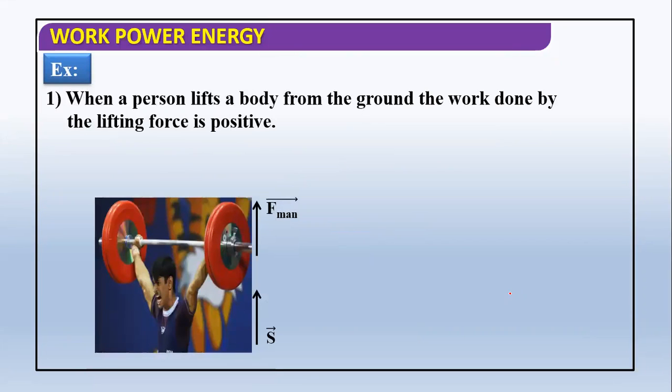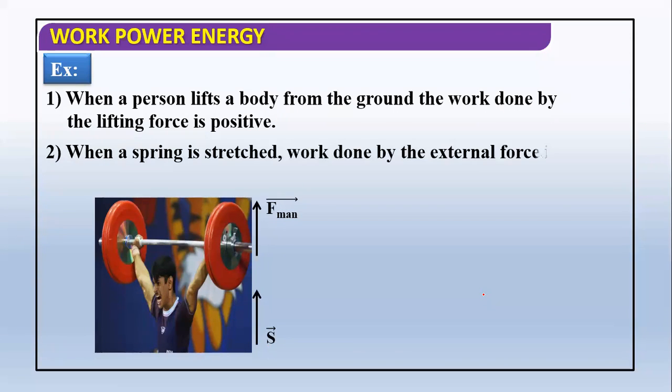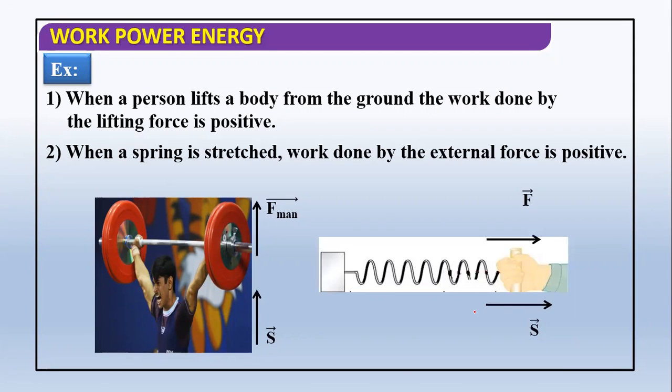When a person lifts a body from the ground, the work done by the lifting force is positive. Since he is lifting an object, he is applying the force in the upward direction. The force by the man is upward and the displacement is also upward, so the work done by lifting force is positive. When a spring is stretched, the work done by the external force is positive. If you are stretching a spring in the rightward direction, the displacement is also rightward, so force and displacement are along the same direction. So you will have positive work by the force.